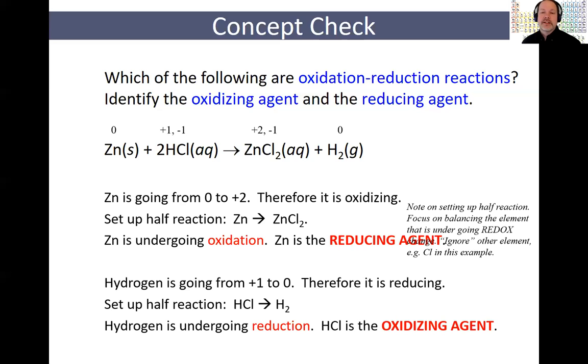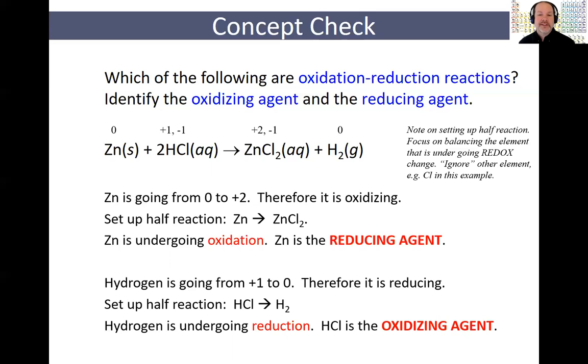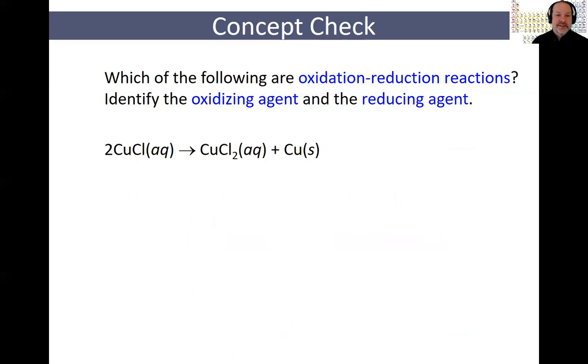Okay. A little quick note on setting up the half reactions. You need to focus on the element that is being oxidized or reduced, and we can kind of ignore the other element because it's a bit confusing, which is chlorine in both of those. More on that in other videos. The other oxidation reduction reaction is copper chloride. This one is unusual. We see copper is +1, -1 for chlorine, on the reactant side going to a +2 and -1 for the chlorine, copper and chlorine in the products, and then we see a copper showing up here.